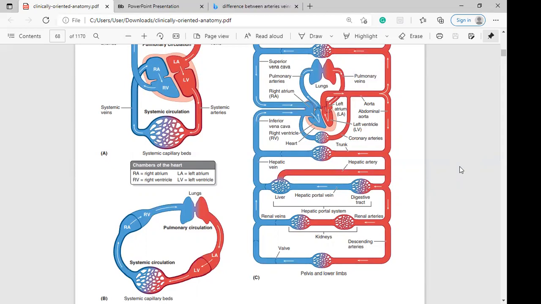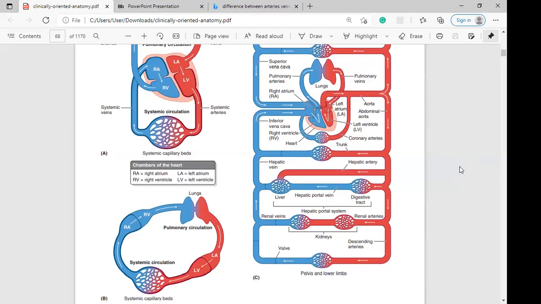Tricuspid. Three cups. Cuspid is like cups, yes? So tricuspid means three cups. That valve has three flaps or three cusps. That is why it is called the tricuspid valve. I will show you the pictures later.